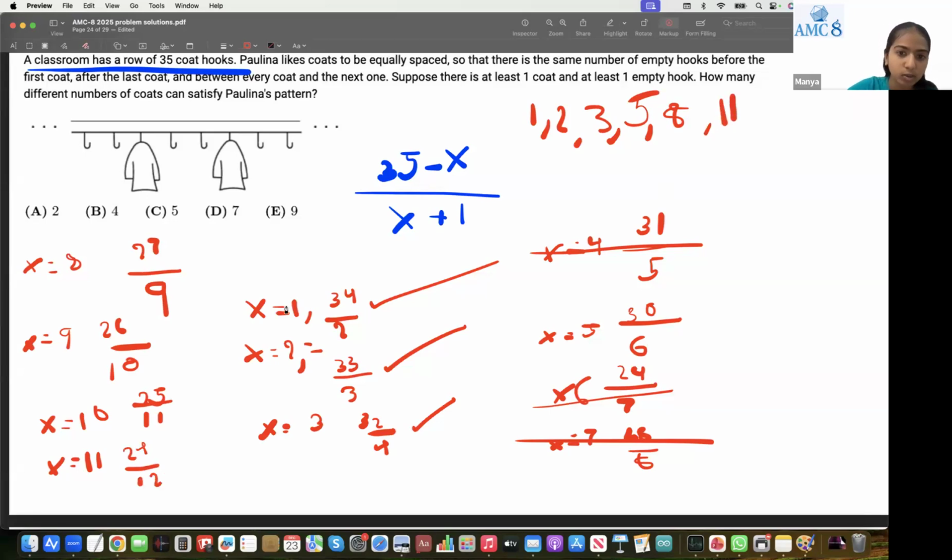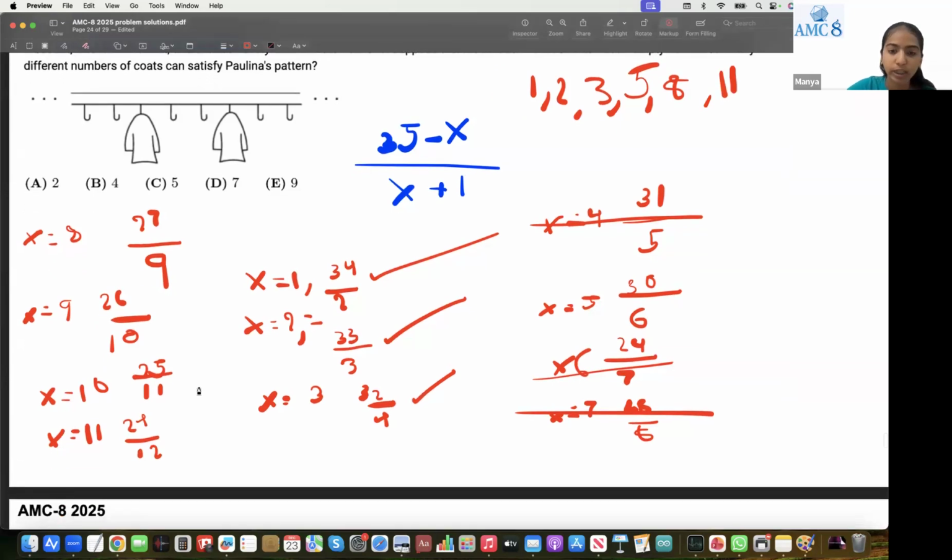And x equals 12 cannot work because it's 23 over 13, which cannot work. X equals 13 is 22 over 14, which cannot work either. X equals 14 is 21 over 15, which cannot work. X equals 15 is 20 over 16, which cannot work once again.